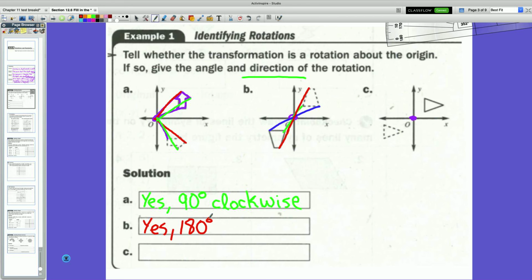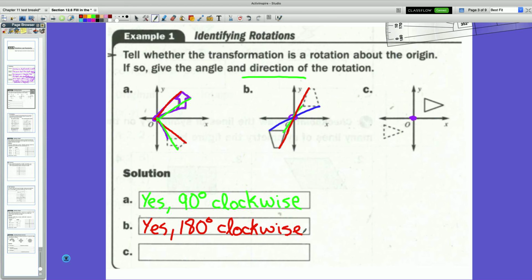Now, if it's 180 degrees, think about it. Does it really matter if it's clockwise or counterclockwise? If you're not sure, stand up. Spin 180 degrees clockwise. Okay, go back to where you started. Spin 180 degrees counterclockwise. Did you end up in the same spot? Well, hopefully you did. Otherwise, you didn't do it right. So yes, it's 180 degrees, and you can say whichever one you like best. Clockwise, counterclockwise, it doesn't matter. Both of them would be correct. All right.